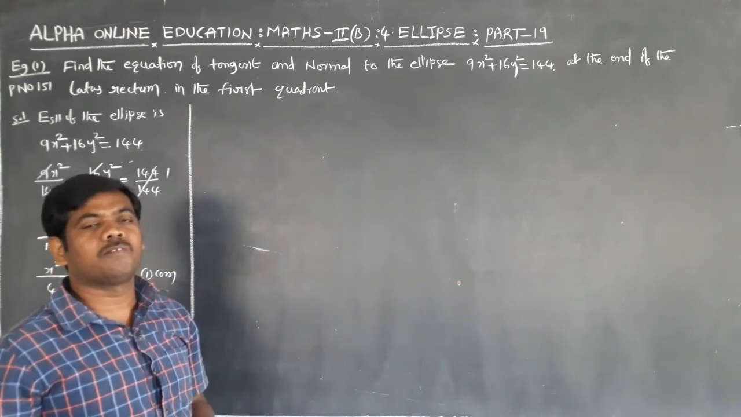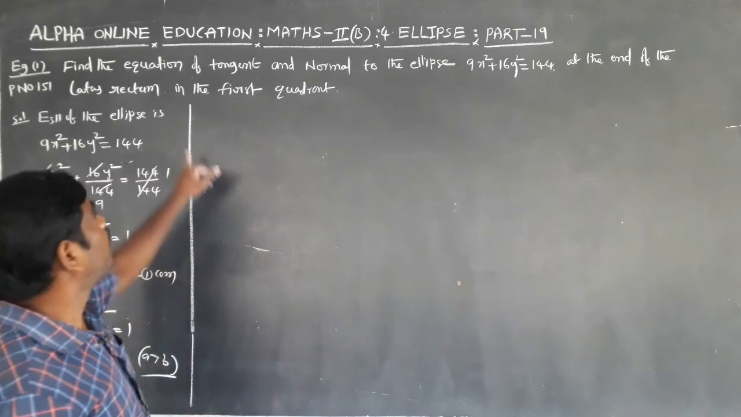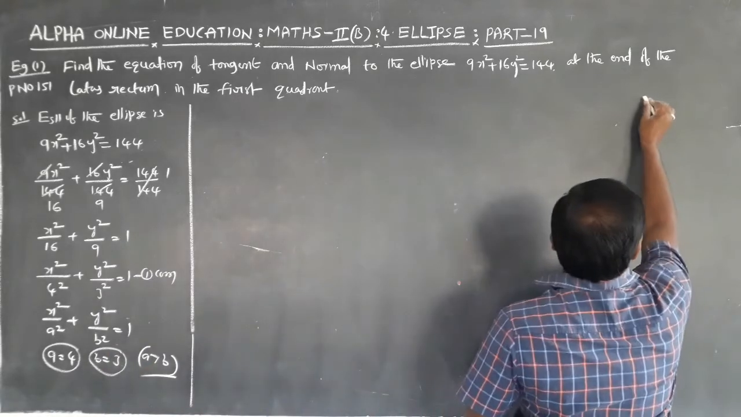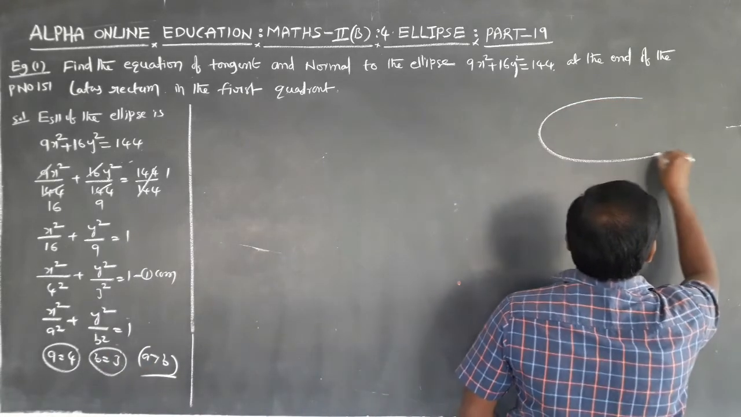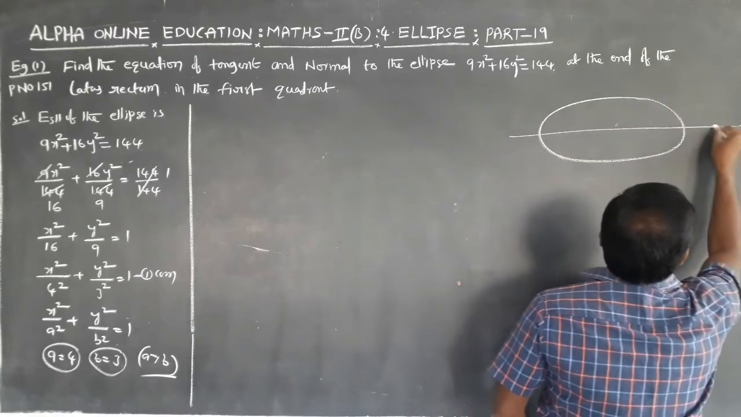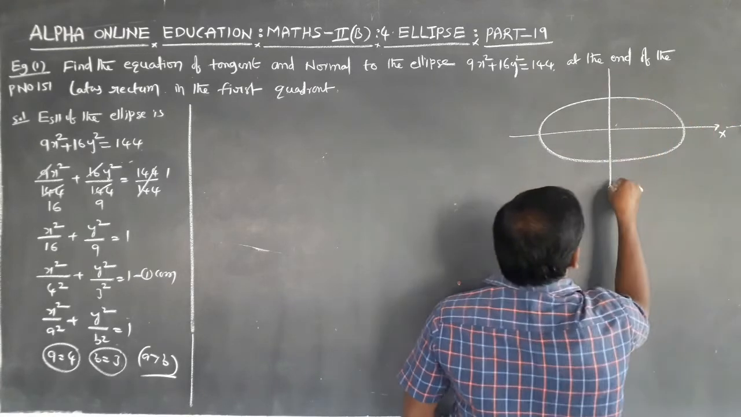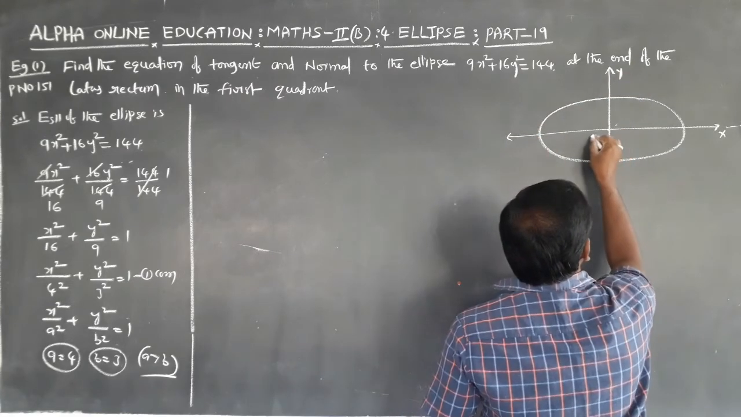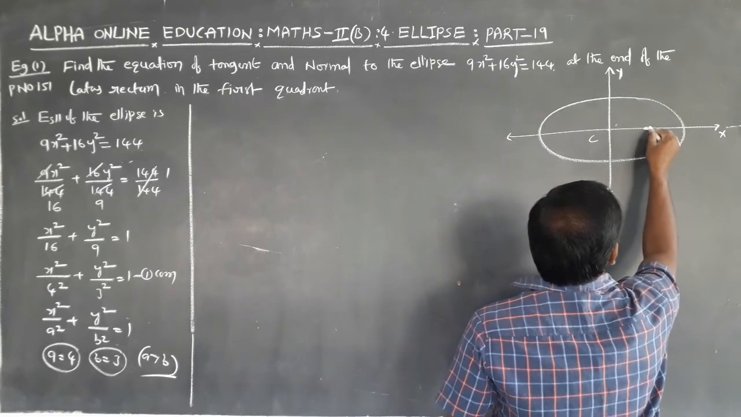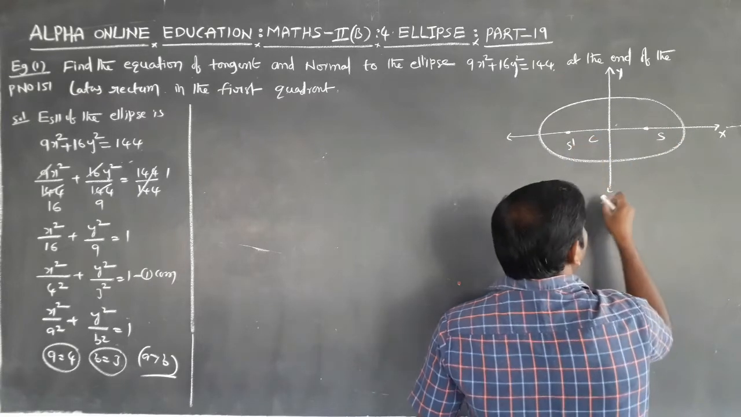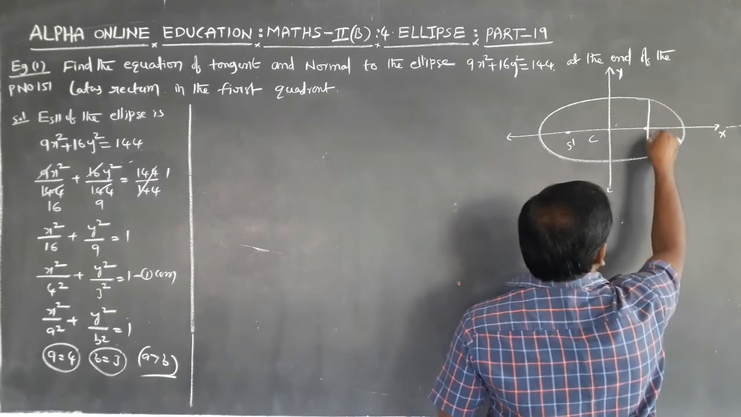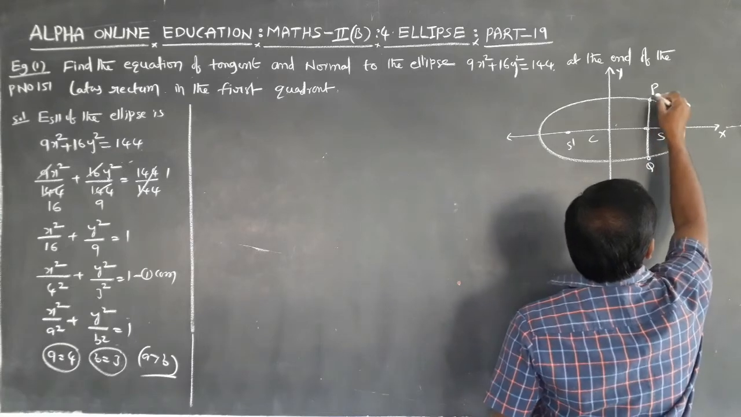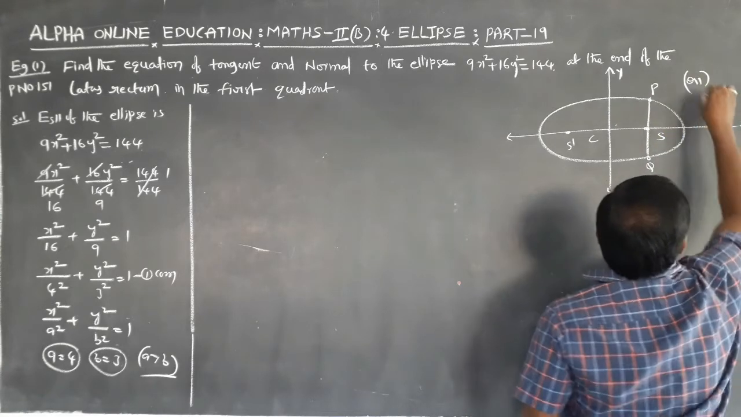So first of all, here we find the point. The point is the end of the latus rectum in the first quadrant. So first of all we draw the ellipse diagram. This is the x axis. This is the y axis. This is the center C. This is the focus S. This is the focus S dash. This is the latus rectum PQ. Here P is the point in the first quadrant.